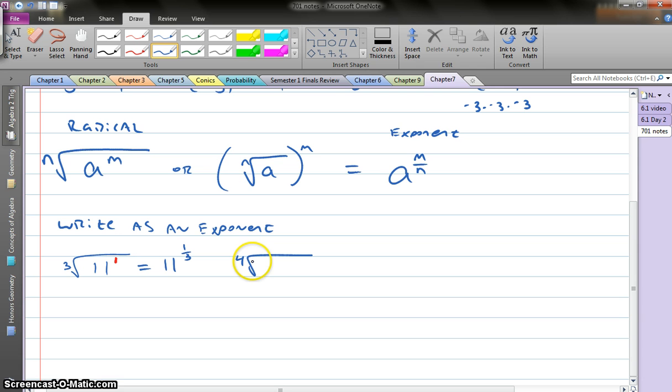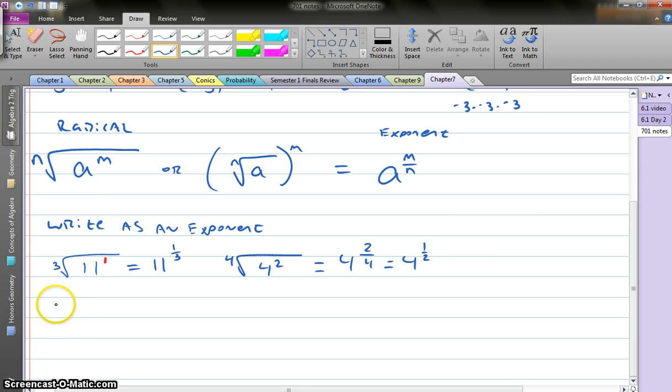All right, what if I told you the 4th root of 4 squared? And I said write as an exponent. So we have 4 to the m over n. Well, my m is 2. My n is 4. Well, 2 over 4 is 4 to the 1/2. We could evaluate that further, but for now we're just writing it in exponential form. So what if I had the 6th root of 8, all to the 2nd power? We would have 8 to the m over n. Again, we could reduce further, but we're just practicing.